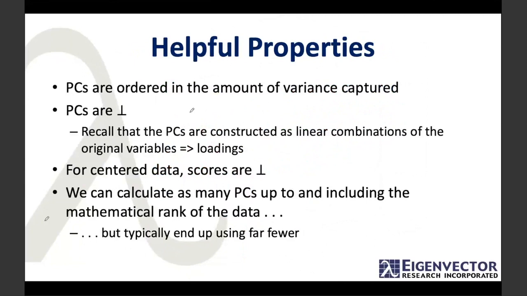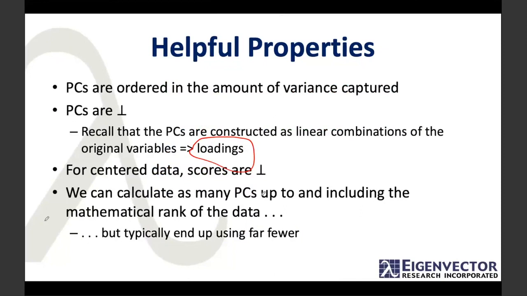Some helpful properties. PCs are ordered in the amount of variance captured. PCs are orthogonal. And recall that our PCs, all of them, are constructed as linear combinations of our original variables, and this we refer to as loadings. If our data is centered, it also turns out that our scores are orthogonal, which is a helpful property.